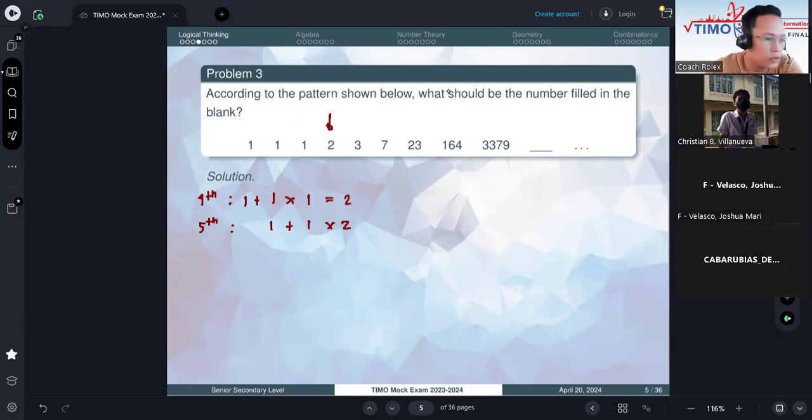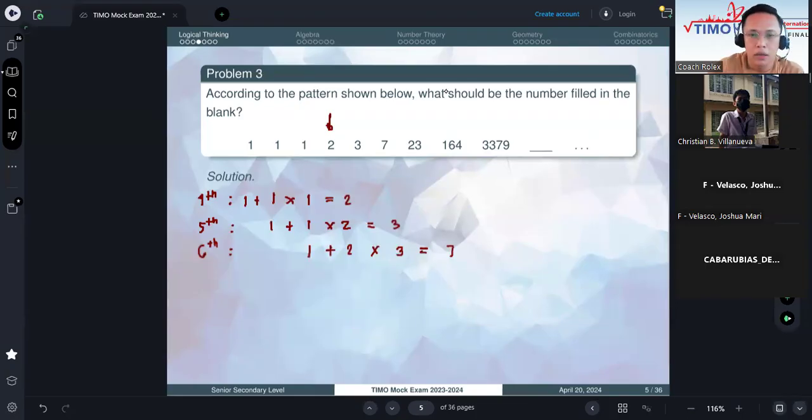Okay. So this will become what? What value? 2. So this will become 3. So that is the fifth value. For the sixth value, we have 1 plus 2 times 3. This is equal to 7. So that will be the pattern.